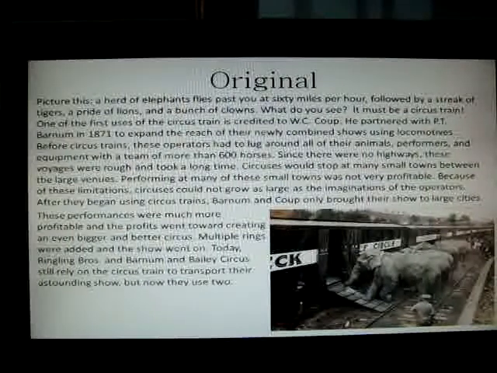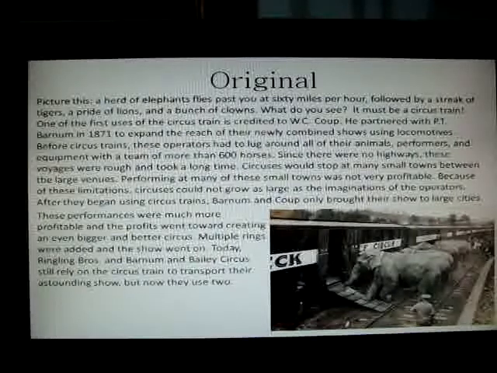Multiple rings were added, and the show went on. Today, Ringling Brothers and Barnum and Bailey Circus still rely on the circus train to transport their astounding show, but now they use 2. Okay. If you had to summarize this, and I'm going to ask it in 1 sentence, maybe 2. If you could summarize this in 1 or 2 sentences, what would you say?